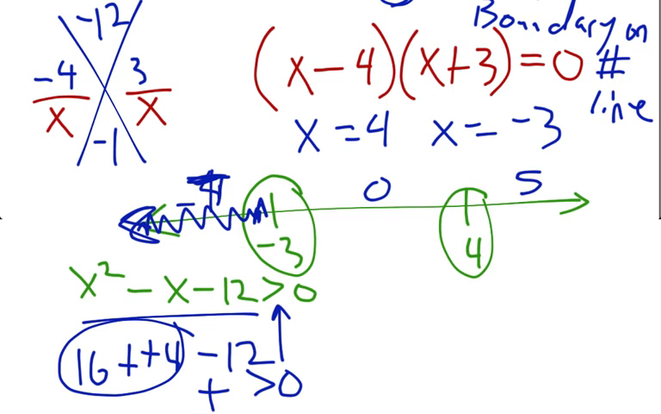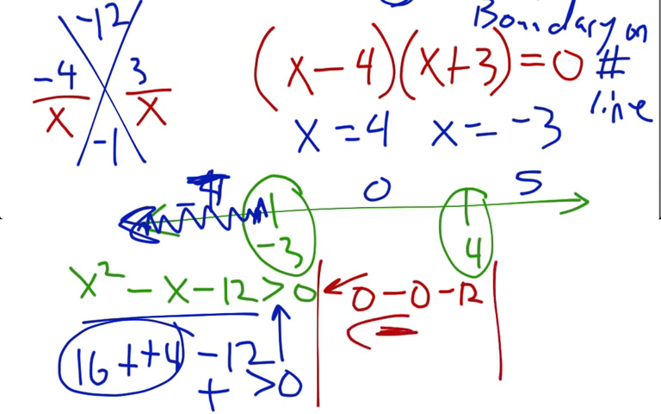So now we need to try at 0. So if I take 0, I'm going to plug it into this equation and make it 0 squared, which is 0 minus 12. Well, that works out to be a negative. A negative is not bigger than 0, which means this area is false. It does not work as part of your solution between negative 3 and 4.